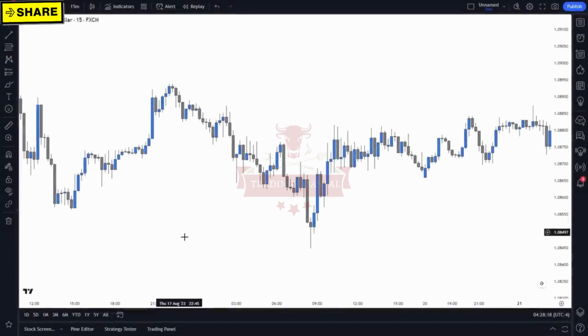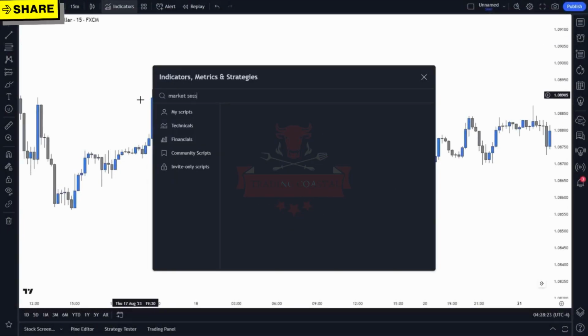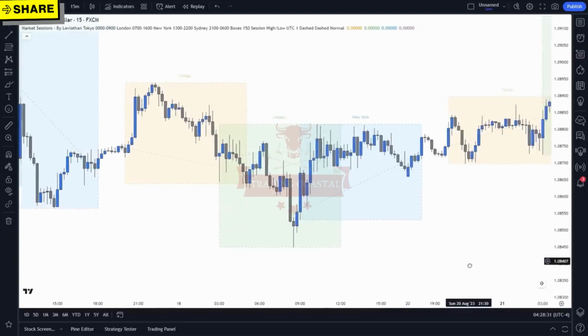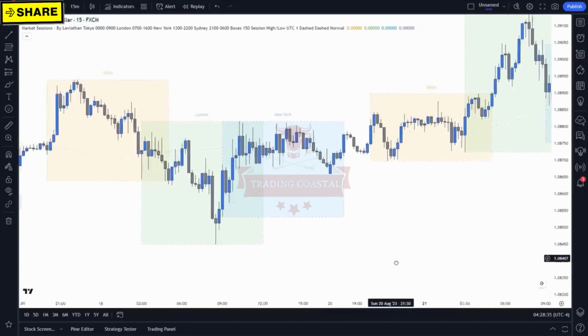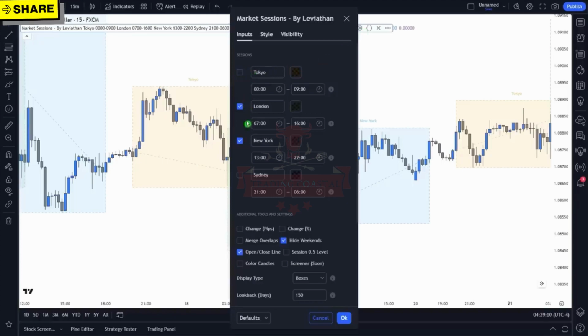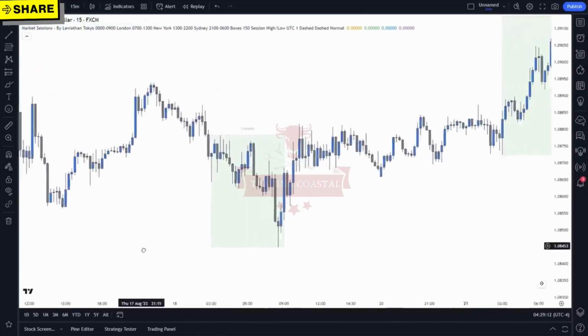Open the chart on TradingView and simply select the Indicators tab. Here, write Market Sessions and click on the indicator provided by Leviathan. This indicator shows all of the sessions, so we need to make some adjustments. So, in the Settings tab, first uncheck the Tokyo, New York, and Sydney, and then change the close of the London session to 13 o'clock. Then we are going to have our London kill zone marked on the chart.